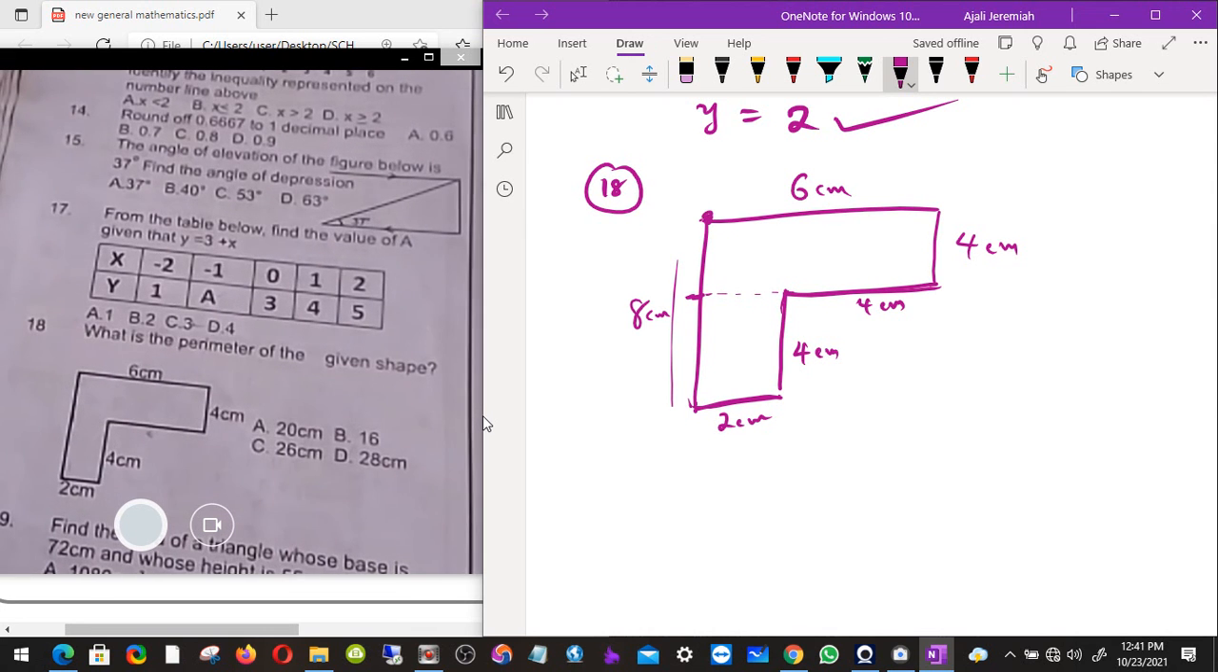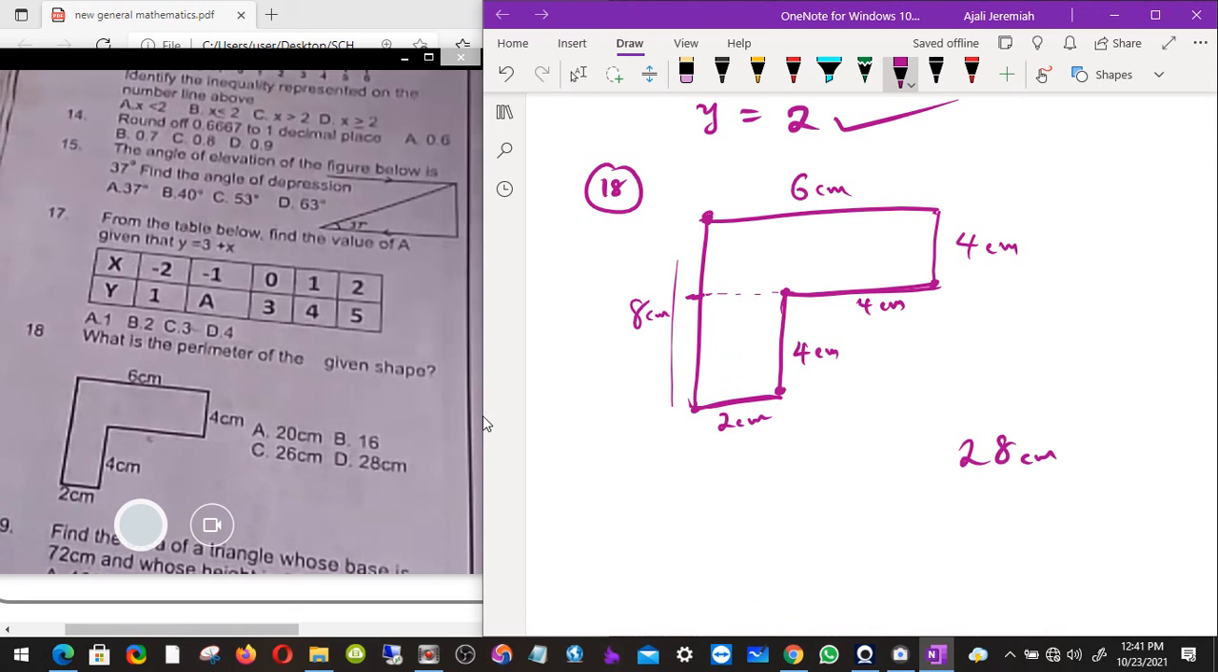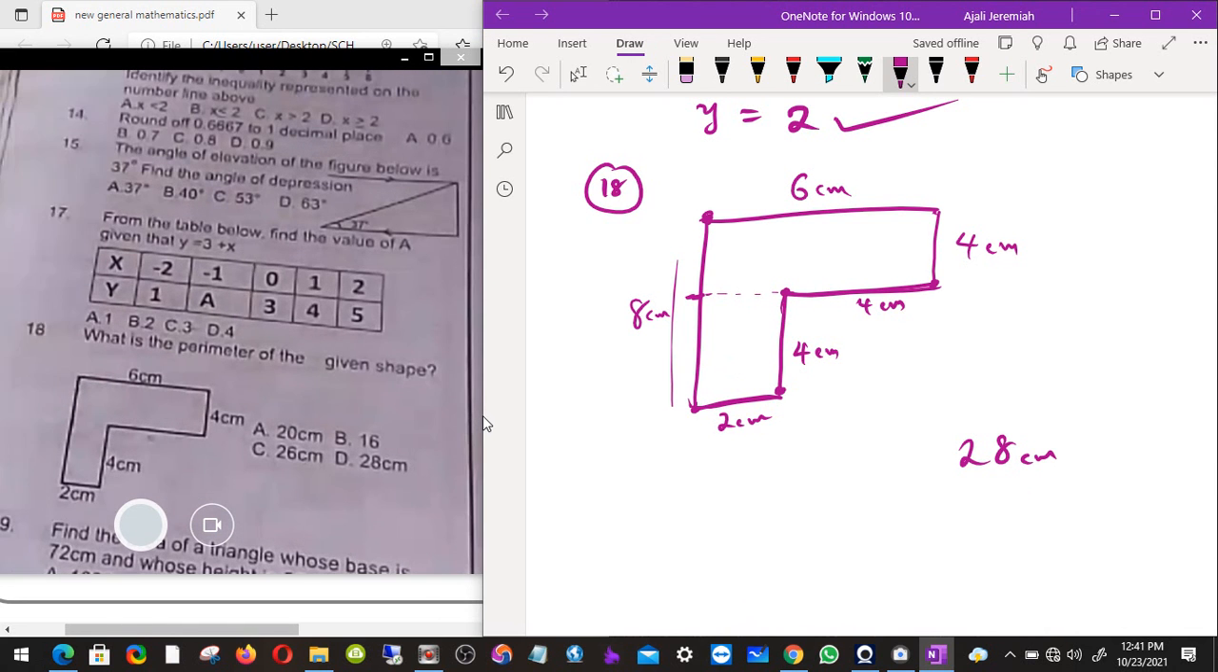So distance round. Let's start from here. 6 plus 4 is 10. 10 plus 4 is 14. 14 plus 4 is 18. 18 plus 2 is 20. 20 plus 8 is 28. So the perimeter is 28 centimeters. It's the total distance round.